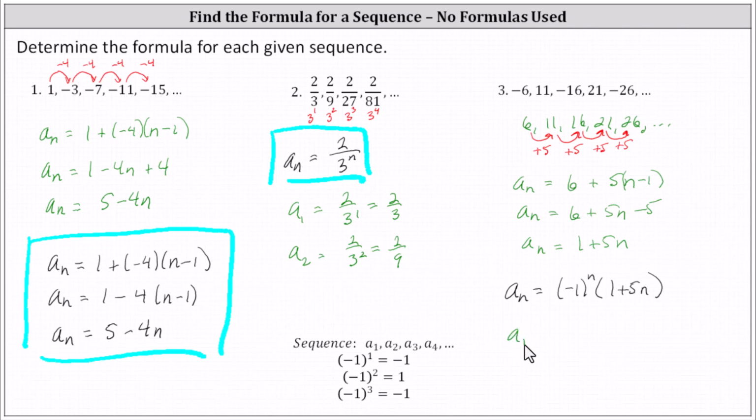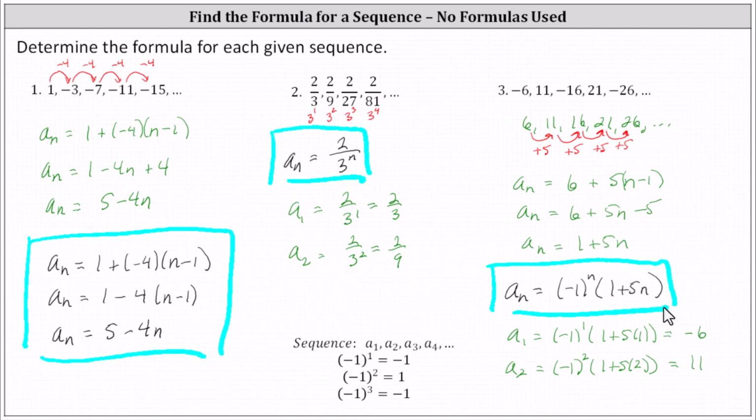For a sub 1, we have negative 1 to the power of 1 times the quantity 1 plus 5 times 1. Negative 1 to the first is negative 1. Inside the parentheses we have 1 plus 5, which is 6, which does give us negative 6. Let's try one more. A sub 2 is equal to negative 1 squared times the quantity 1 plus 5 times 2. The square of negative 1 is positive 1. Positive 1 times 11 is equal to positive 11. We are getting the correct terms as well as the correct sign, which indicates this is the correct formula for the sequence. I hope you found this helpful.